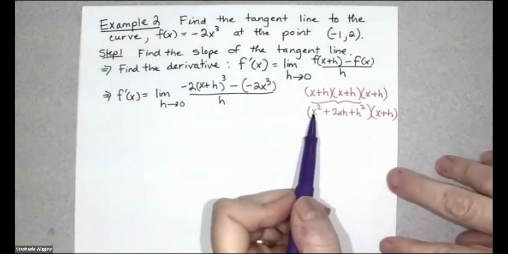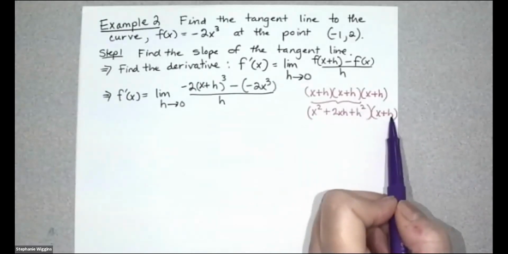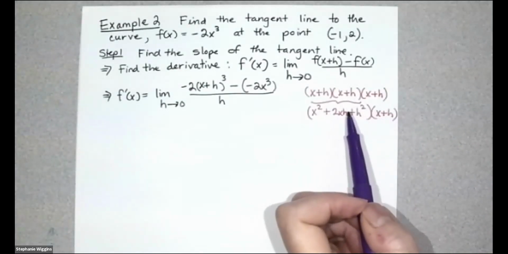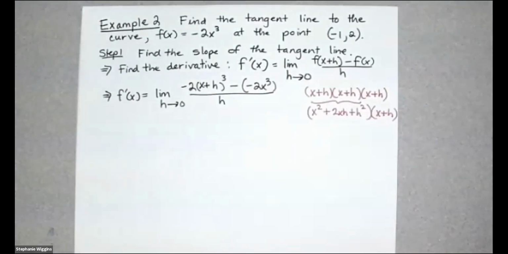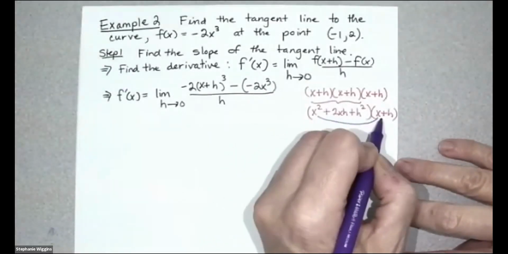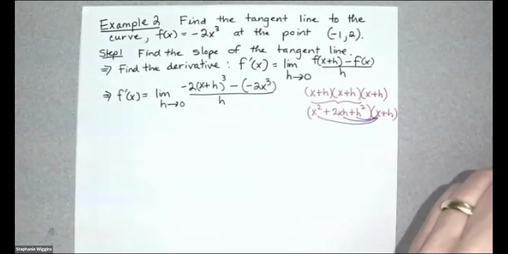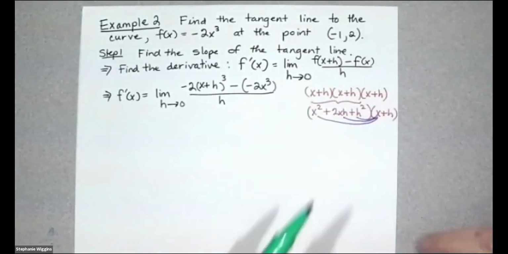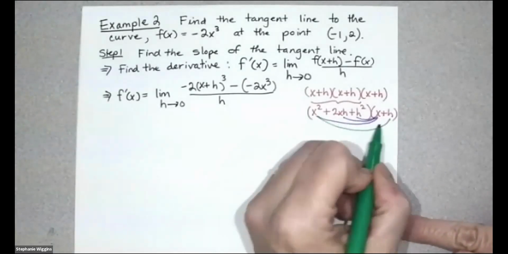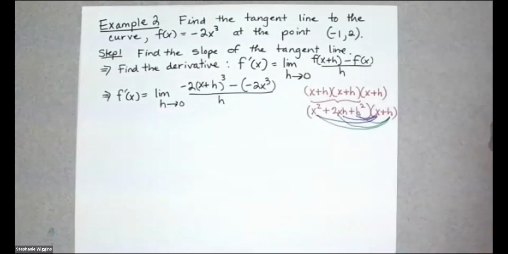This is a trinomial times a binomial. So here we have a 3-term polynomial, here we have a 2-term. 3 times 2 is 6, so we're going to have 6 new terms. So first we're going to take x times each of these terms, and then after that we're going to calculate h times each term. So that's how we get our 6 terms.